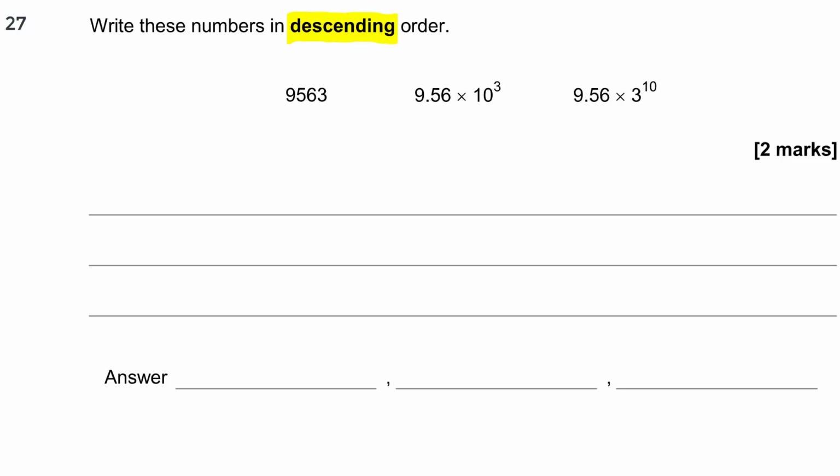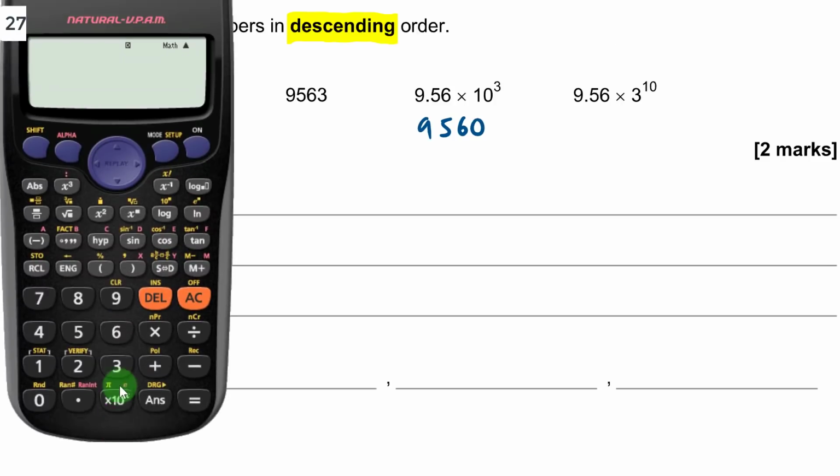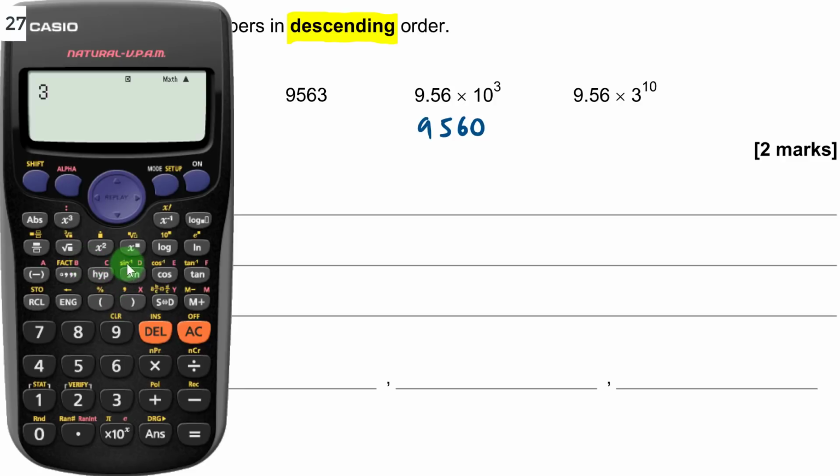And 9.56 times 1,000 is going to be 9,560. Oh, 9.56 times 3 to the 10. Ew, what on earth is that? Right, 3 to the power of 10 is 59,049. Well, that's huge. Times 9.56, that's enormous. 564,508 roughly.